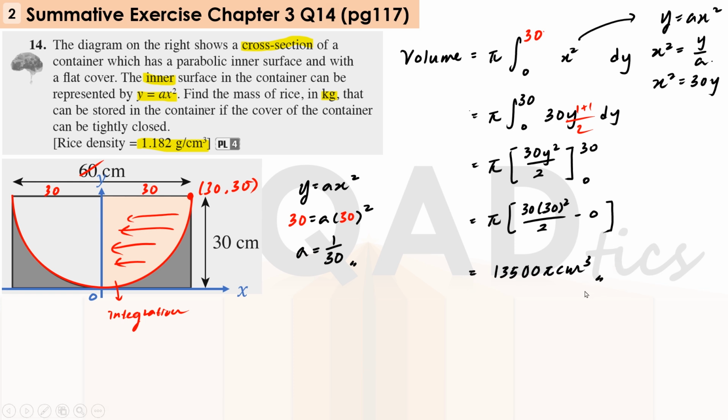So our working doesn't stop here, because the question asks the mass of rice, not the volume of the rice. So let's change our volume to mass using the density. Okay, so this 13500 pi, we need to multiply by this density. Okay, but if we multiply this value, cm cube will become gram. But in the question, it tells us to find kg. So here we need to divide by 1000. Okay, so once we put this inside the calculator, you will get your final mass of rice, which is 50.14 kg.